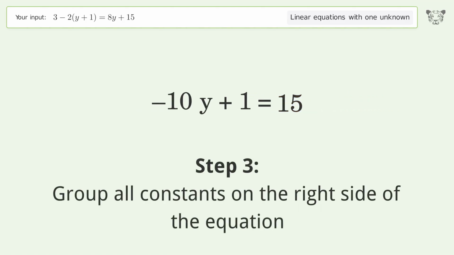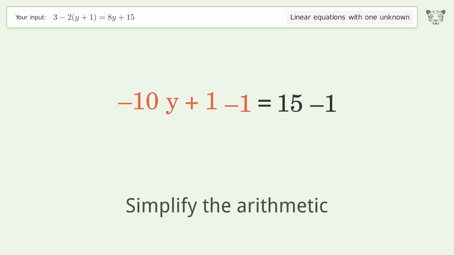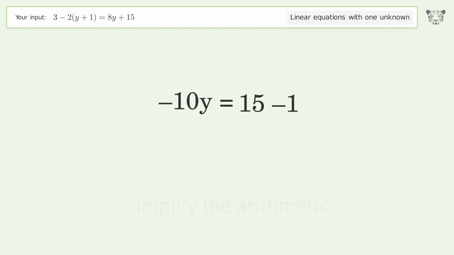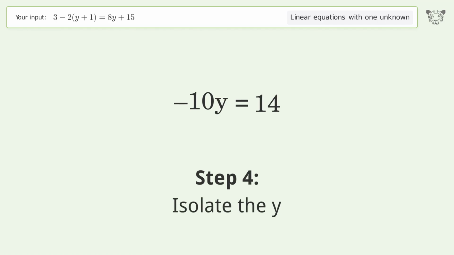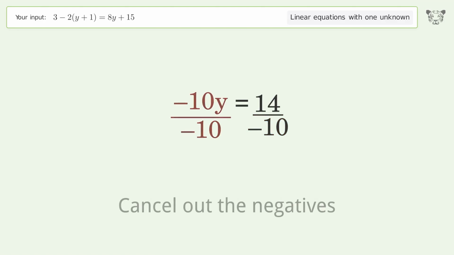Group all constants on the right side of the equation. Subtract 1 from both sides. Simplify the arithmetic. Isolate the y. Divide both sides by -10. Cancel out the negatives.